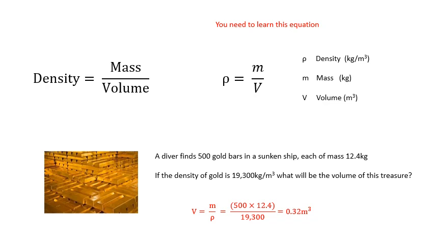There you go. So we've got to rearrange the equation. So volume is mass over density. Then substitute in the numbers. So there's the mass, there's the density, and you should get 0.32 meters cubed.